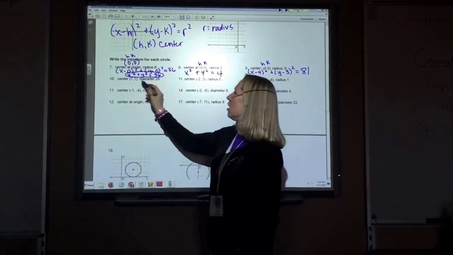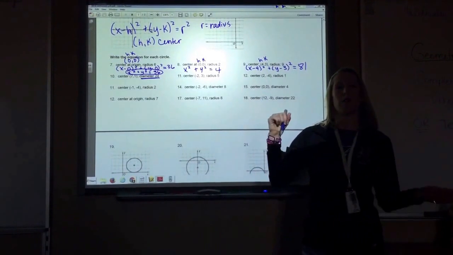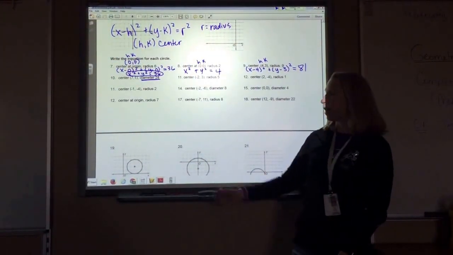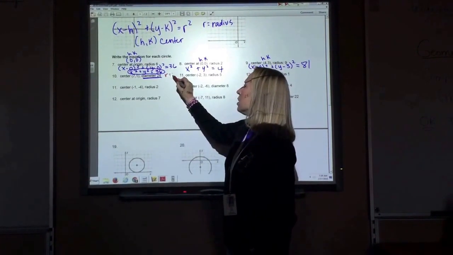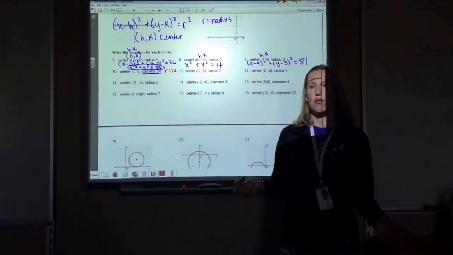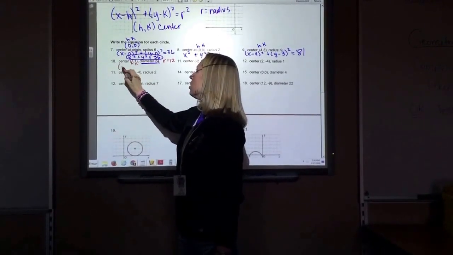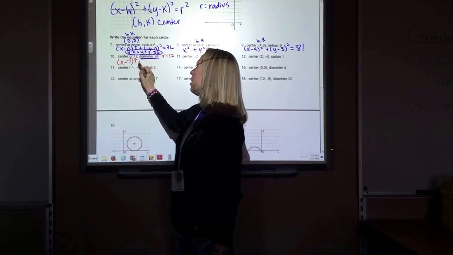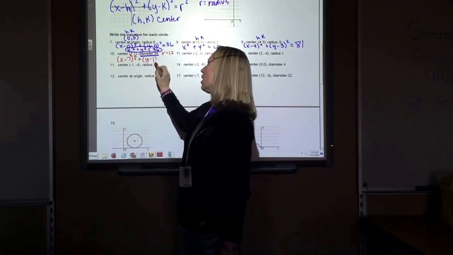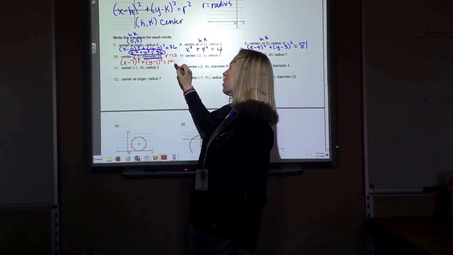Be careful on number 10, because that gives you the diameter. Remember, we have to use the radius squared. So if the diameter is 24, the radius would be 12. So make sure you use the radius. Again, I got my h and k. So I would do (x - 7)² + (y - 1)² = 12², which is 144.